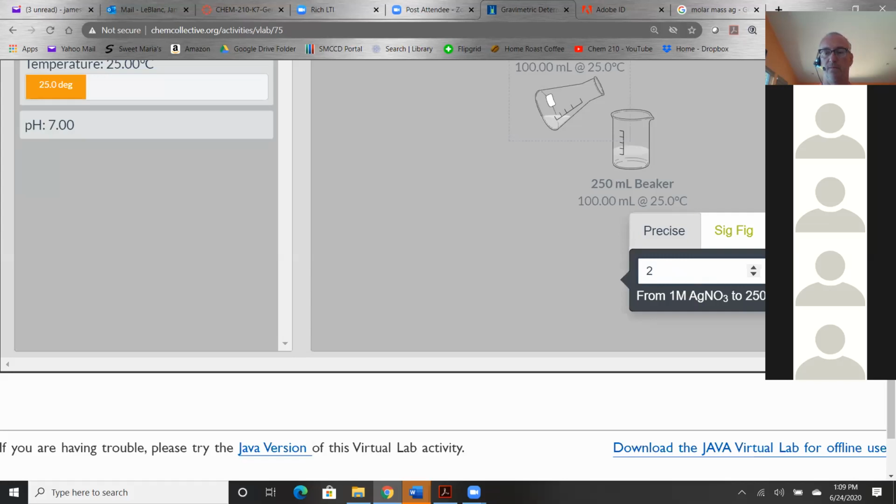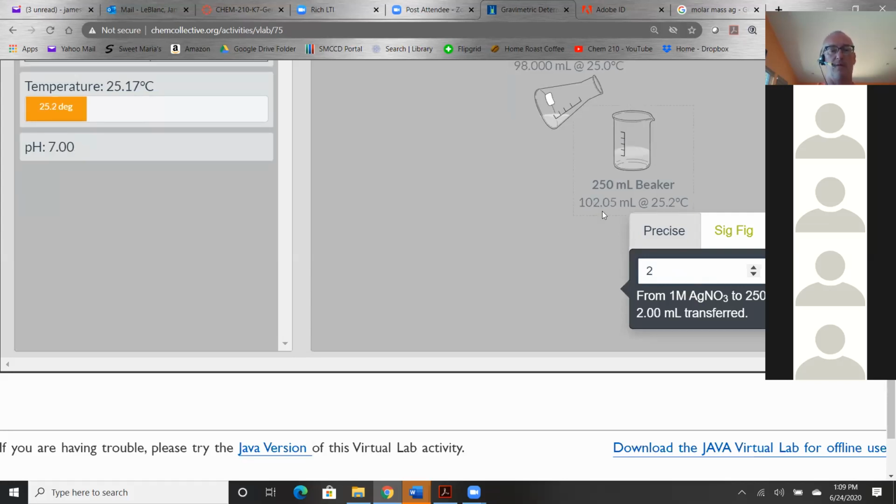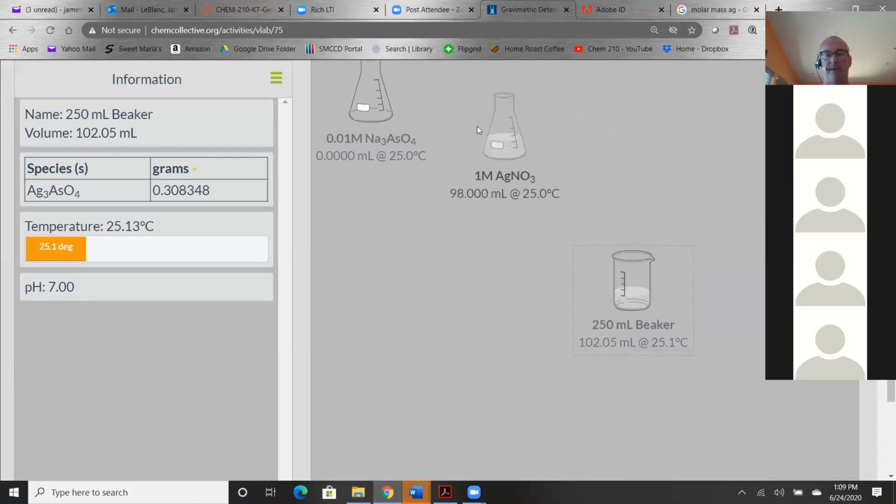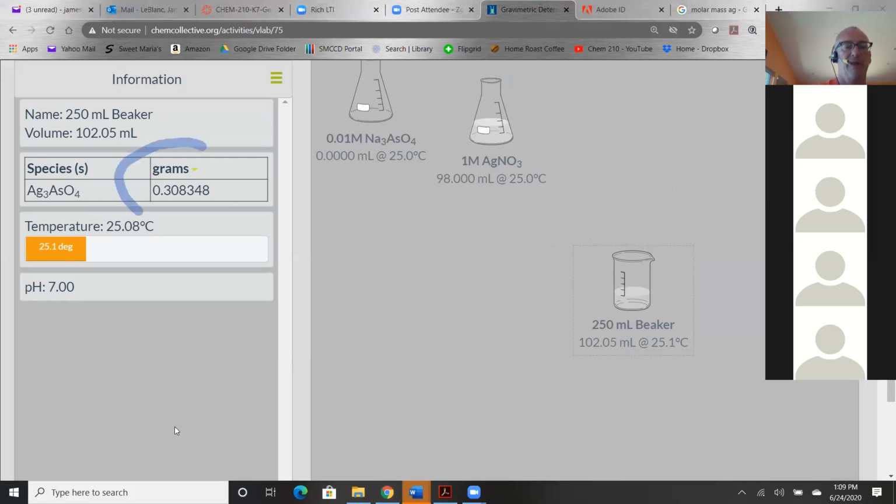And pour. Now, this tells you how many grams of precipitate were formed, which is kind of nice. We don't even need to measure it. It measures it for us. So that is the amount of solid that was formed, and this is the precipitate. So that is the silver arsenate solid, that's the reaction that we just did. And this is the amount of precipitate. The question is, is that all of it?